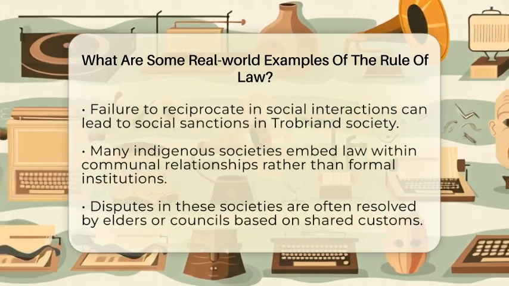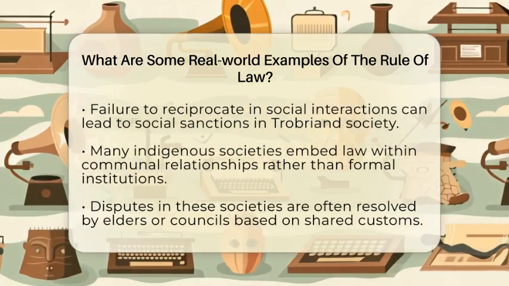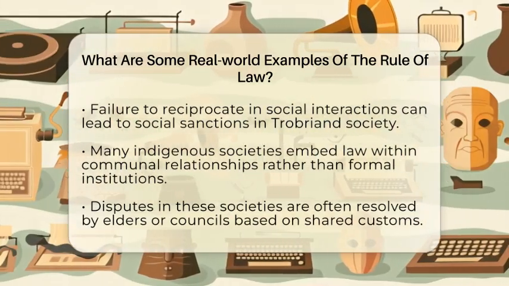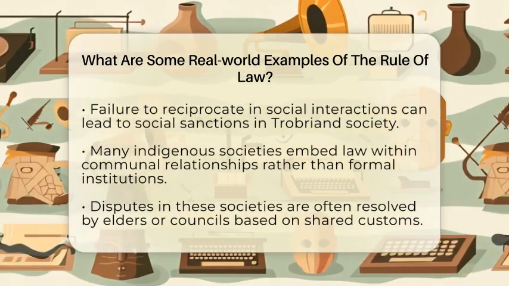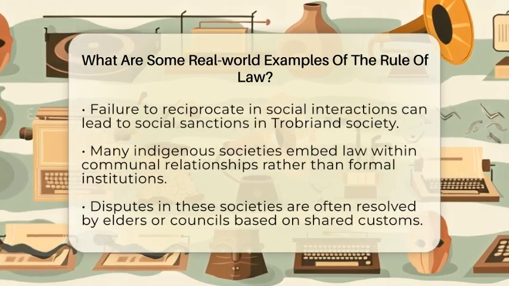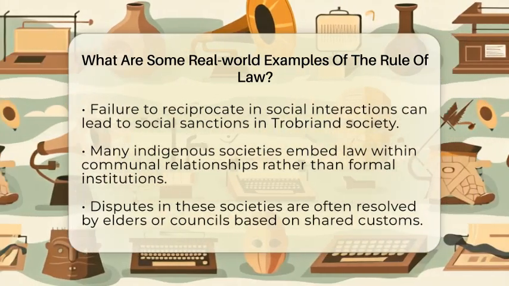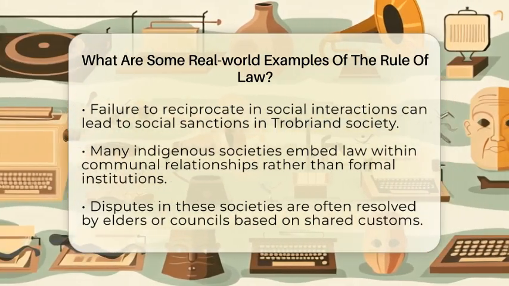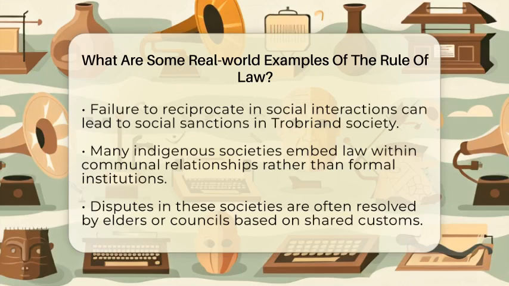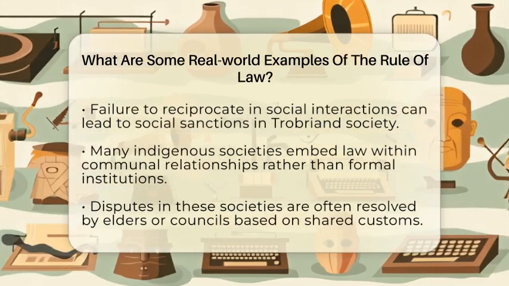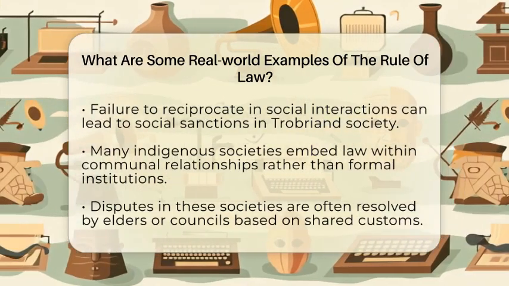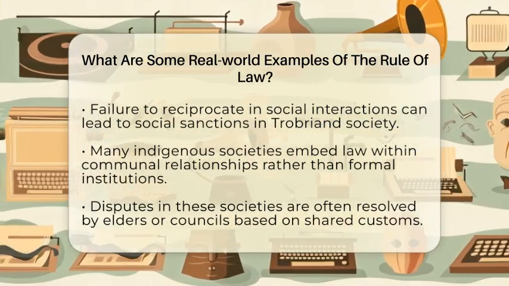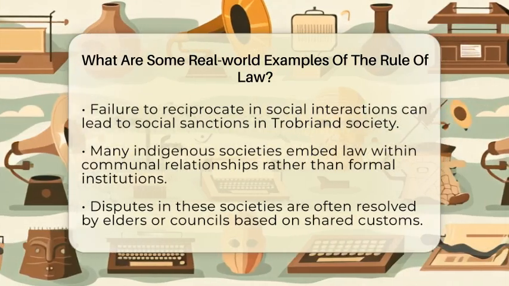Another example can be found in many Indigenous societies. Here, law is often embedded in communal relationships rather than in formal institutions. Elders or councils typically adjudicate disputes based on shared customs and mutual obligations. The legitimacy of these laws comes from collective recognition and the social authority of those enforcing them. This approach allows communities to resolve conflicts in a way that aligns with their cultural values.